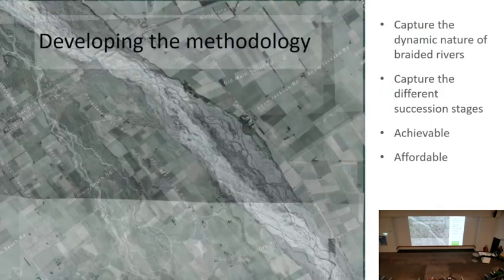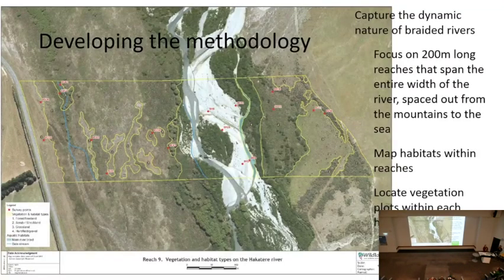When we developed the methodology, we wanted to be able to capture the dynamic nature of braided rivers, which means the different succession stages, but it also had to be achievable and affordable. And when you put all that together, there's always compromises. So in developing this methodology, I had quite a lot of help from Justyna, who came in and we discussed how we could do this, and Susan Weiser from Landcare also had quite a bit of input because she's had a long-standing interest in braided rivers.